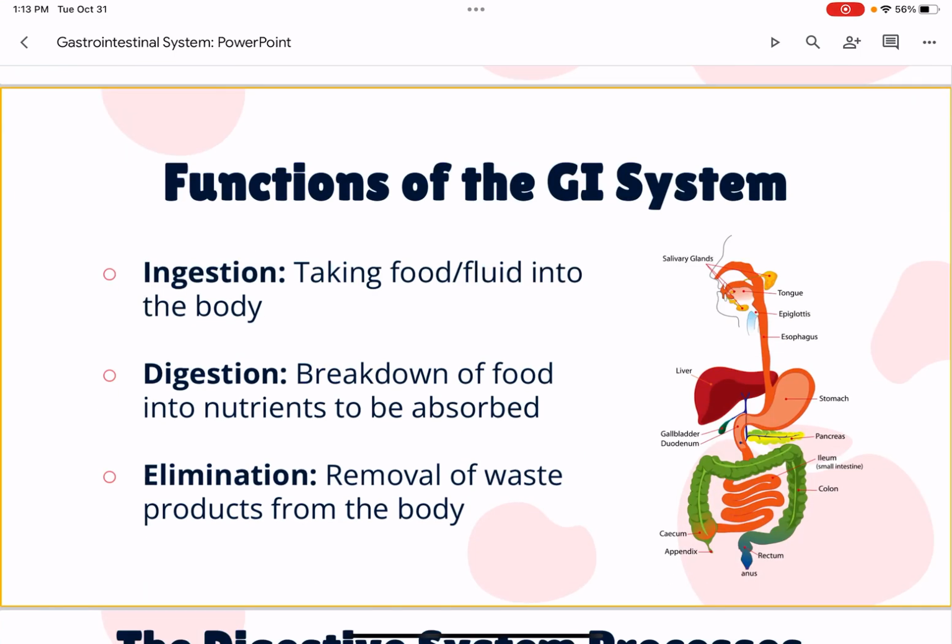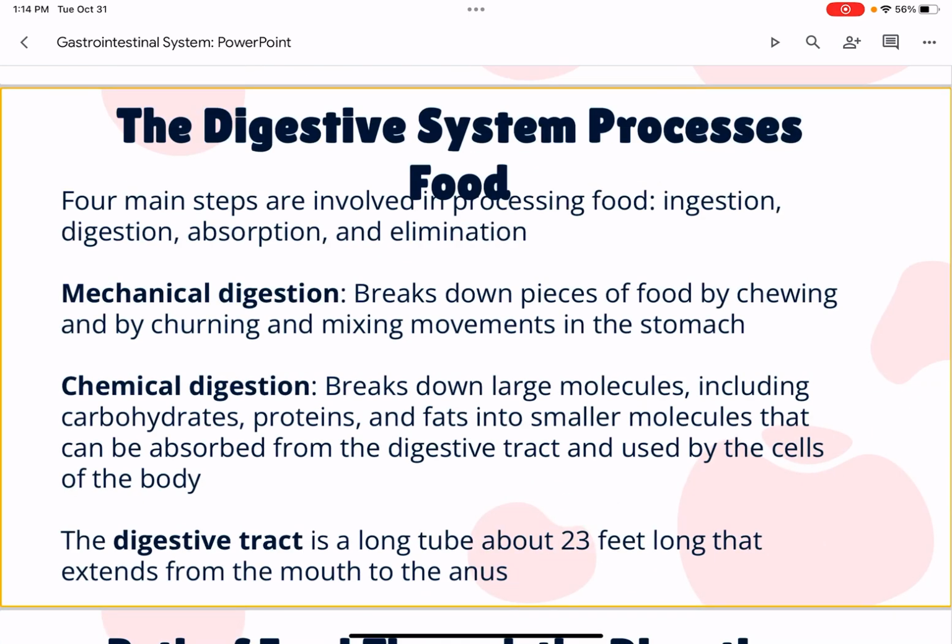The functions of the GI system include ingestion, which is taking fluid or food into the body, digestion, which is the breakdown of food into nutrients to be absorbed, and elimination, which is removal of waste products from the body. There are 4 main steps involved in processing food.